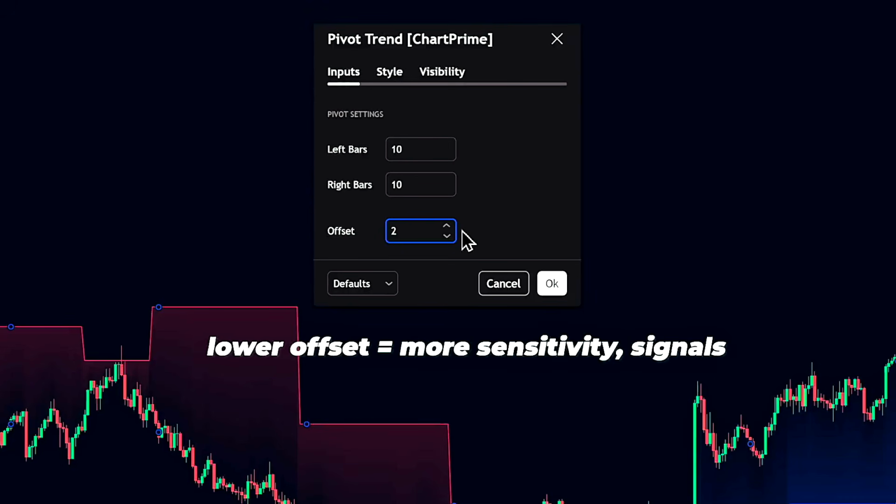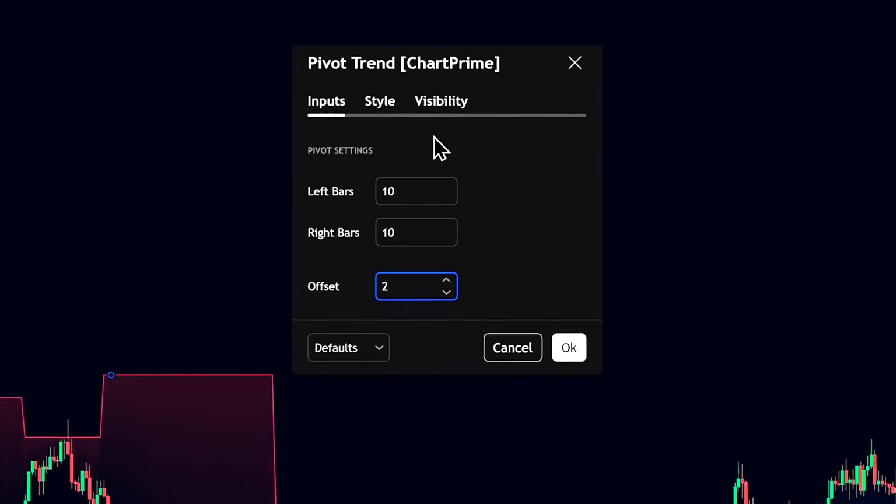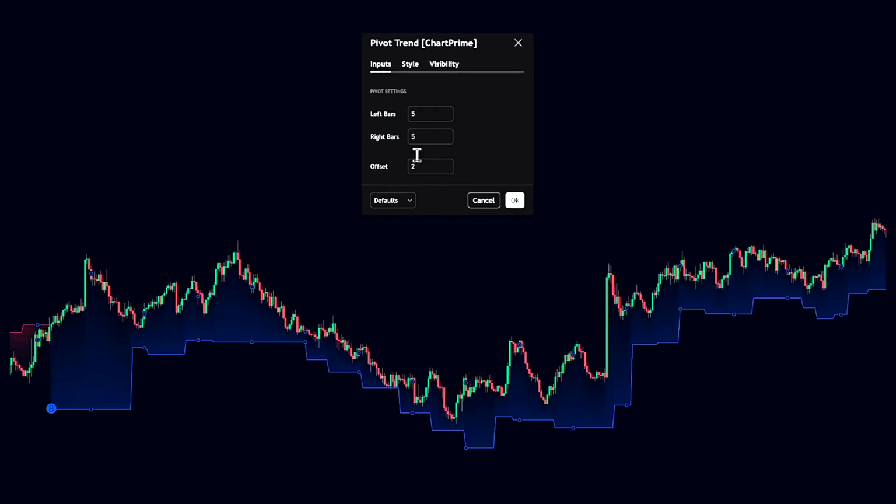So here's how to choose your settings without overcomplicating it. If you're a swing trader looking for major structure turns, increase left bars and right bars. You'll get fewer flips, but they'll carry more weight. If you're a scalper or short-term trader, lower them so the line reacts faster and gives you tighter structure levels for quicker trades. Then use offset to calm the tool down if it's firing too many pivots for your market.